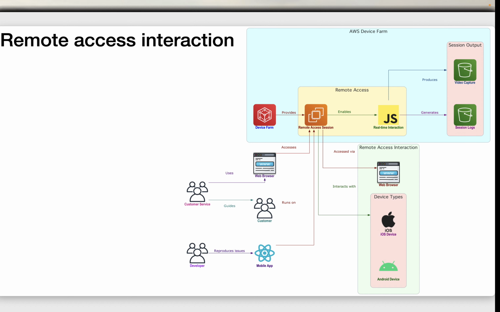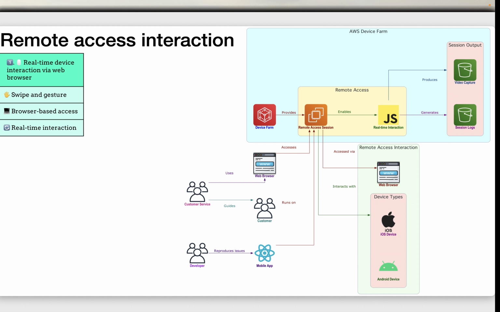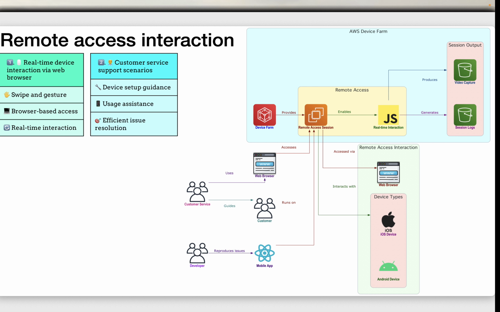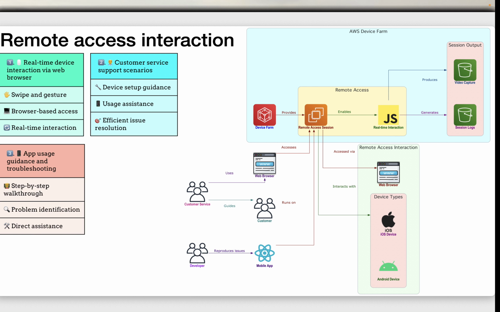So next feature is remote access interaction with AWS Device Farm. Remote access enables users to swipe, gesture, and interact with the device in real time through a web browser, which provides a hands-on experience without physical access to the device. Customer service representatives can utilize remote access to guide customers through device setup or usage. Representatives can walk customers through the use of specific apps running on the device, offering direct assistance and problem solving for app-related queries.